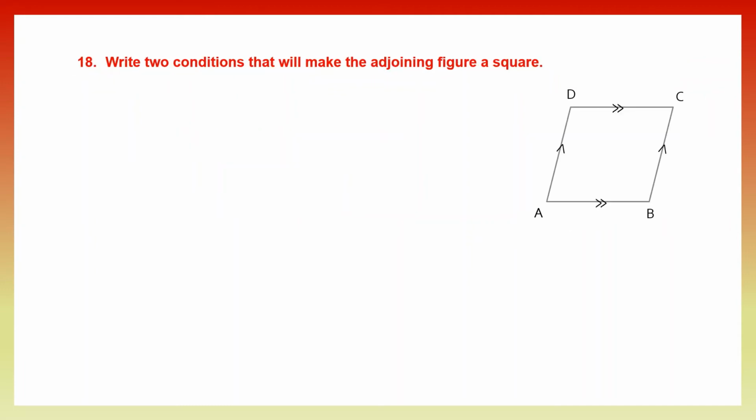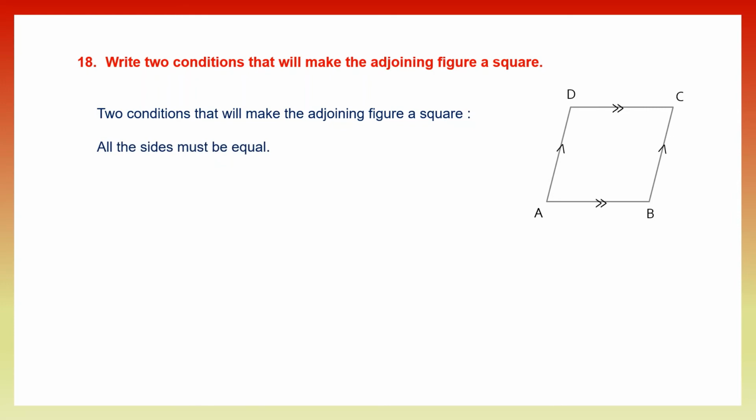Question 18. Write two conditions that will make the adjoining figure a square. So to make this a square, the two conditions they've asked us are: the first condition will be all sides must be equal. For a square, all sides should be equal in length and any angle must be 90 degrees. So the first condition is all sides must be equal, and the second one, any angle must be 90 degrees. So these are the two conditions that will make this figure a square.